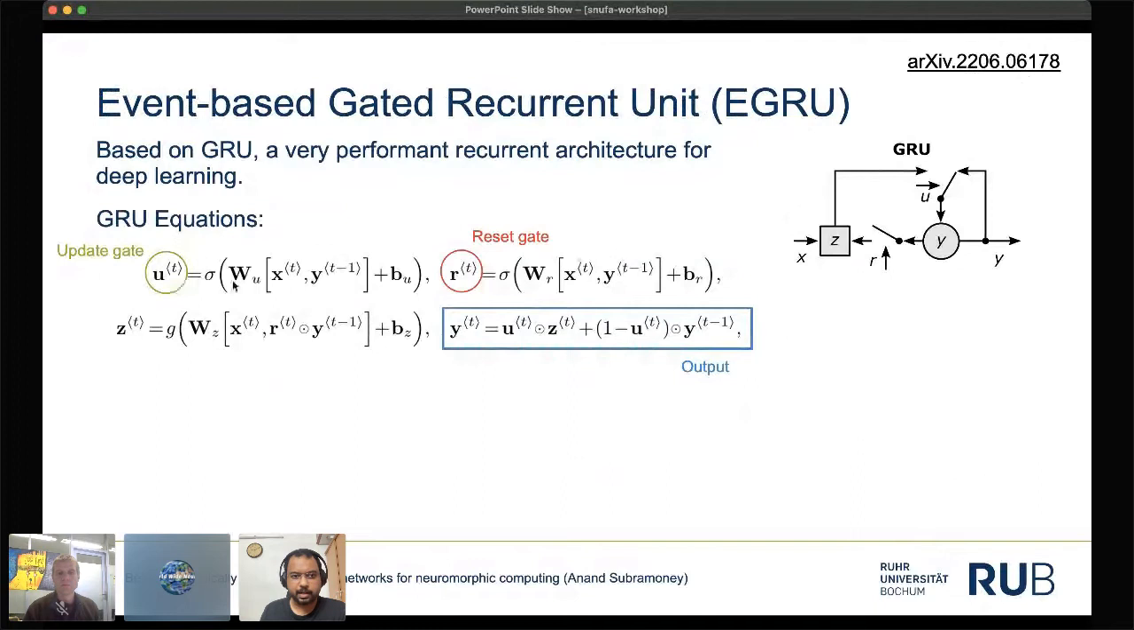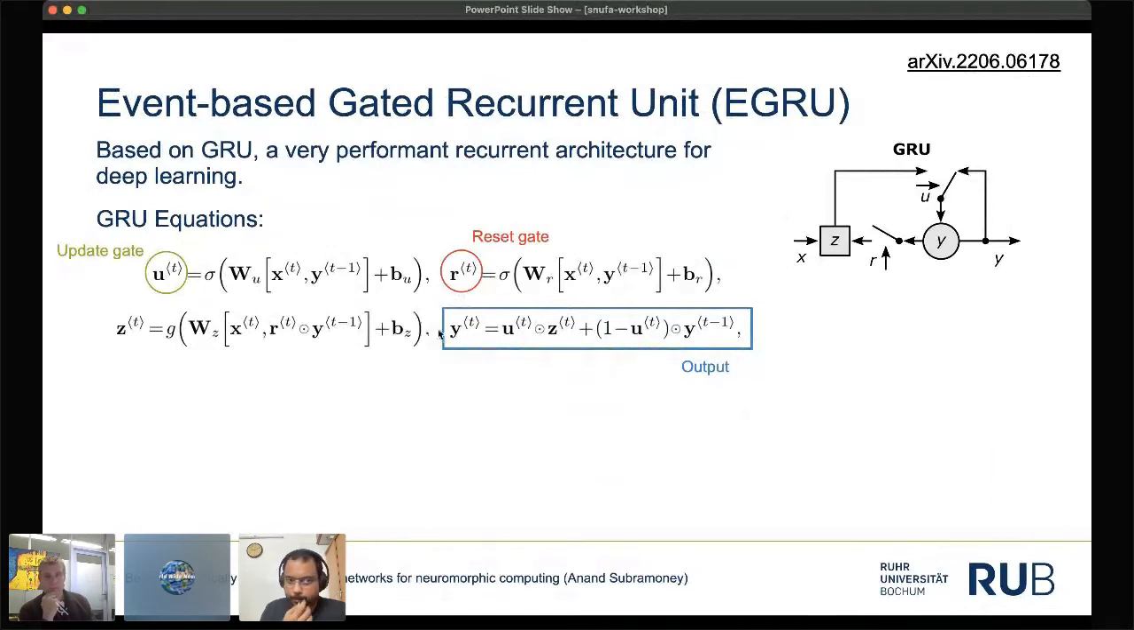There is an update gate that depends on the external input and the recurrent state. There's also something called a reset gate. This is a bit different from a spiking neural network reset, but I'm just using the terminology of the original GRU paper. This is also a gate based on the external input and the recurrent state.